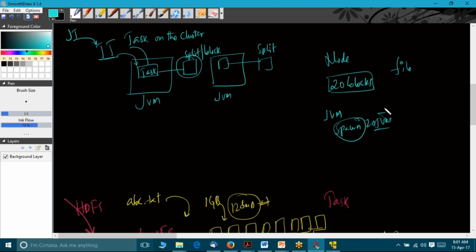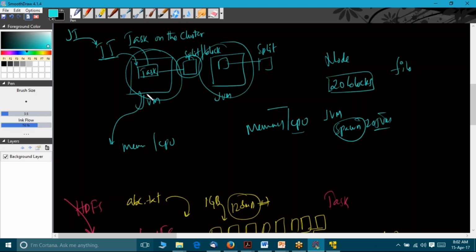Yes, if I have enough resources. Enough resources, I mean memory and CPU. Because each JVM requires its own memory and its own CPU. Because this is a process basically. Each process requires its own memory and CPU.